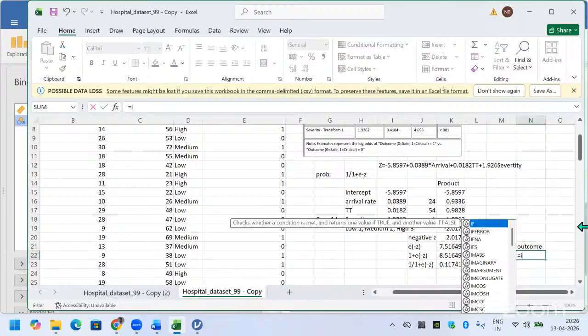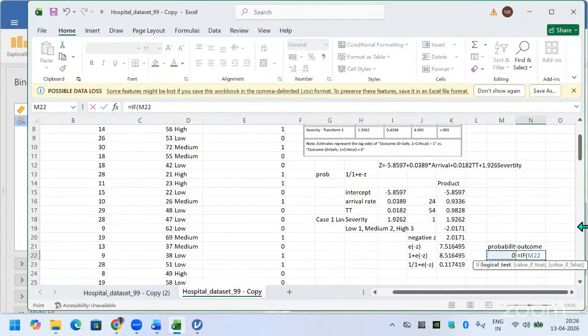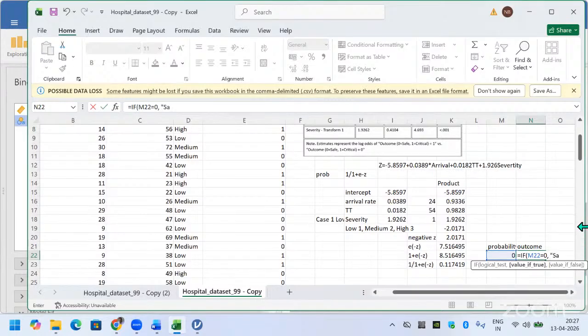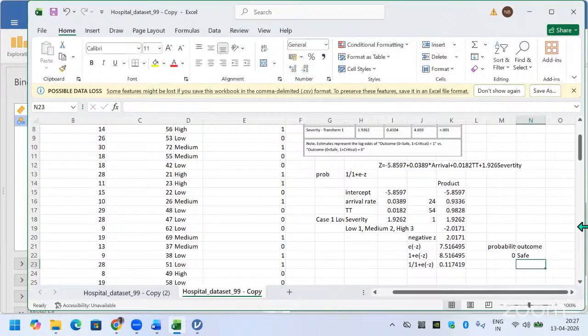If this value is equal to 0, then the patient is safe. That is what I have mentioned: if the patient is safe, and otherwise it is critical. So this is the initial thing that we have mentioned.